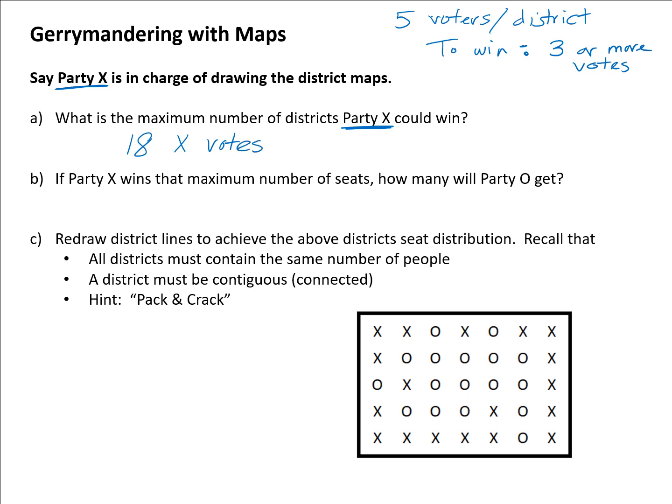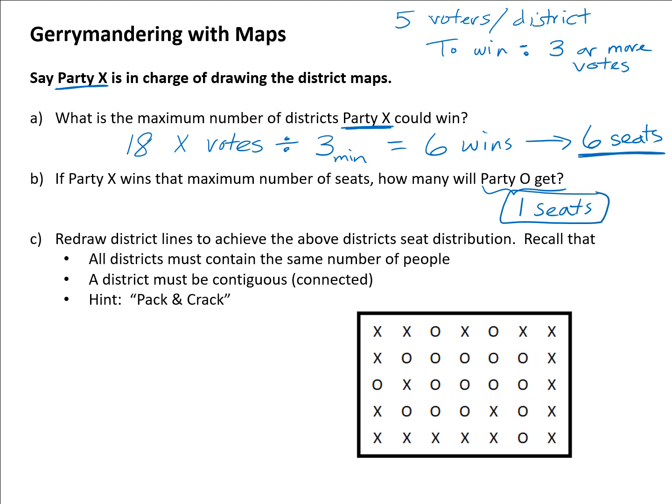And if we were to take that and think about how many wins I could achieve with 18 votes, if I need 3 votes for a win at minimum, then 18 divided by 3 would be 6 wins possible. So that means that Party X could possibly get 6 seats, or 6 districts. And if Party X wins 6 districts, then Party O would have only one district seat left to get, because there were only 7 to begin with. We had 35 voters and 5 voters per district, so that's 7 seats altogether.